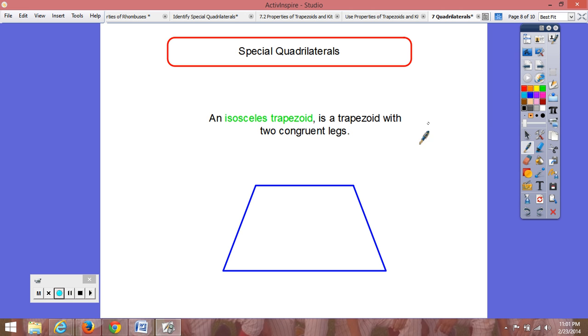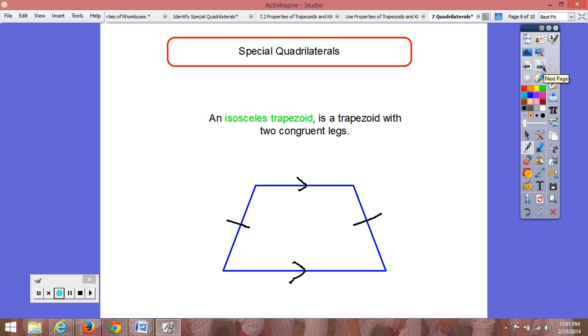And finally, we have an isosceles trapezoid. An isosceles trapezoid is a trapezoid with two congruent legs. So we can mark our two bases as being parallel, because all trapezoids have those. And then special about these, just like an isosceles triangle, we have these two sides are congruent, the two legs are congruent.